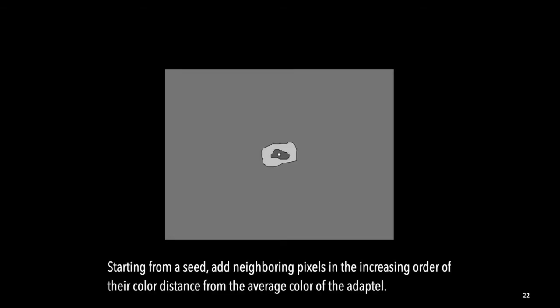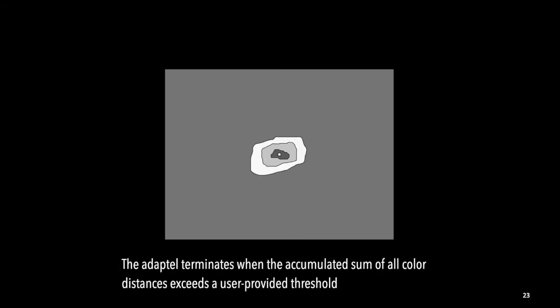So how do we do this? Well, we start with a pixel and its neighbors that have the same color. Then we add pixels in the increasing order of the color distance from the average color of the adaptel. And then the adaptel terminates when the accumulated sum of all color distances exceeds a user-provided threshold. So the whole algorithm has just one variable, and that's that user-provided threshold.